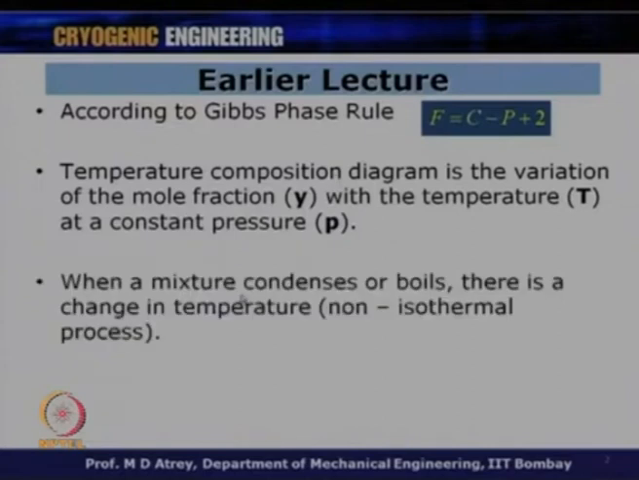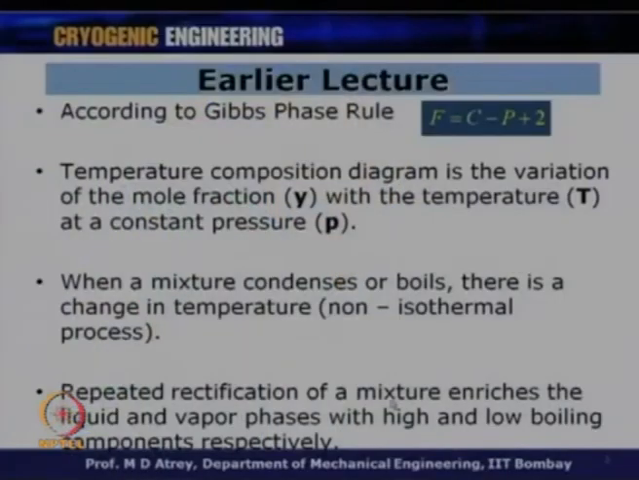When a mixture condenses or boils, that means when a change of phase happens, there is a change of temperature, and this is a non-isothermal process. We saw last time that during condensation of a single component the temperature remains constant, which is true for condensation as well as for boiling. However, for a mixture, in the temperature mole fraction diagram or TY diagram, we found that during the change of phase the temperature decreases, which means that the process of condensation or boiling is not an isothermal process. It is a very important deviation from what we have learned for a normal one component system.